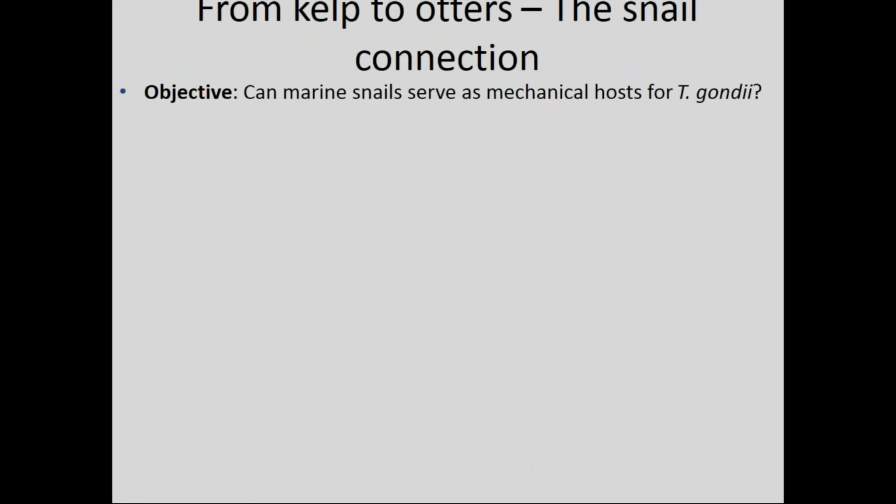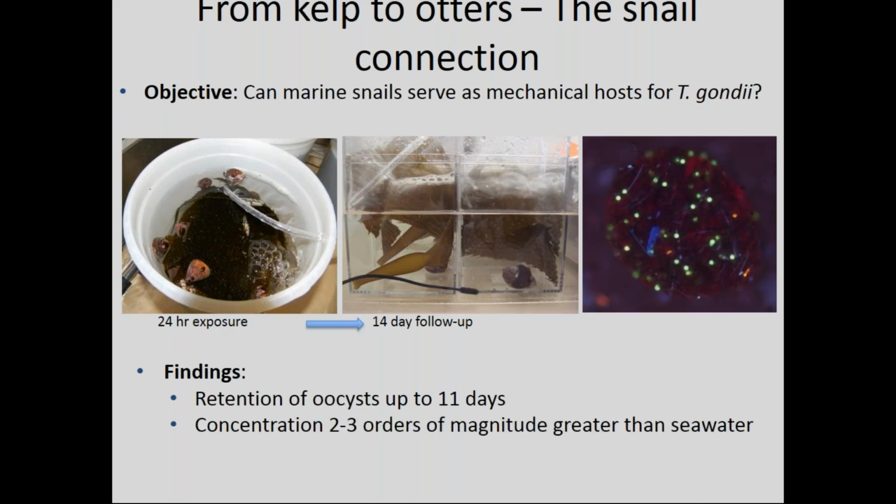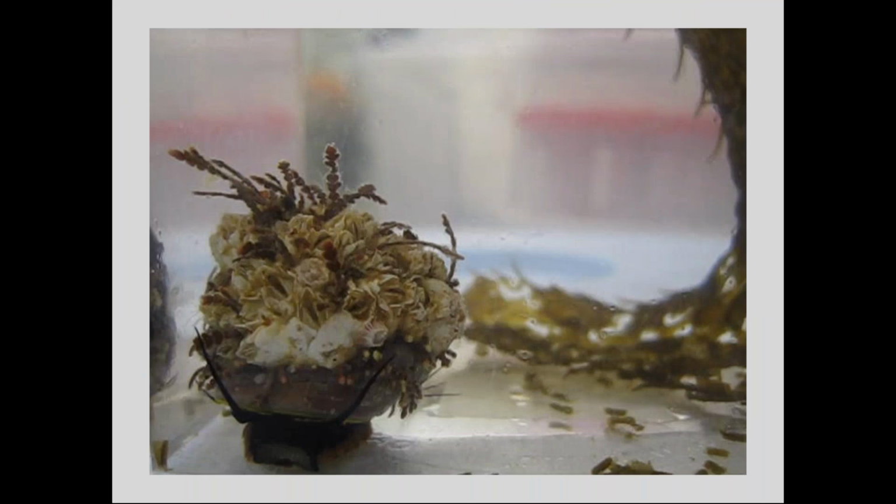And then she also wanted to see if marine snails can serve as a mechanical host for Toxoplasma gondii. So she exposed snails to Toxoplasma, put them in fresh water, and followed up to see if in their tissues there was evidence of Toxoplasma oocysts. And what she found was that they retain oocysts for up to 11 days, and they also concentrate those oocysts to 2 to 3 orders of magnitude higher than seawater. So they are bioaccumulating and retaining oocysts in their tissues. So it makes sense that sea otters that eat snails would have a greater exposure. Here's a nice picture of a turban snail.